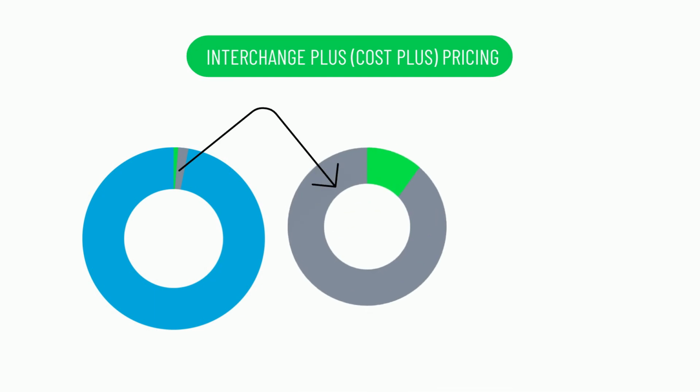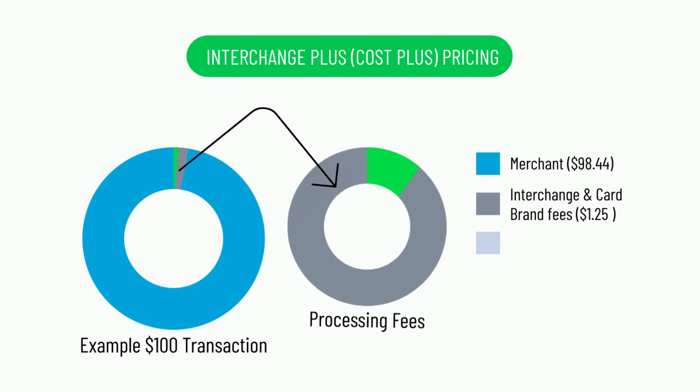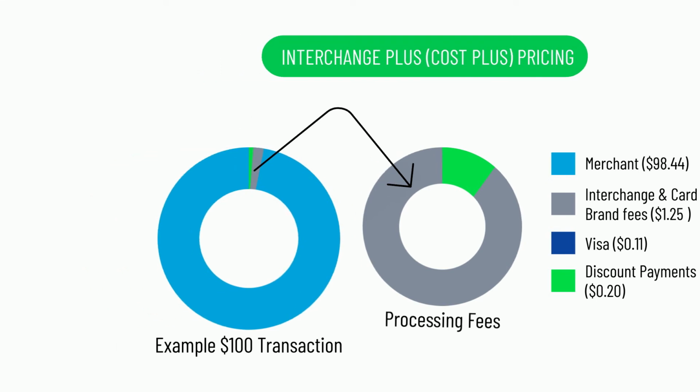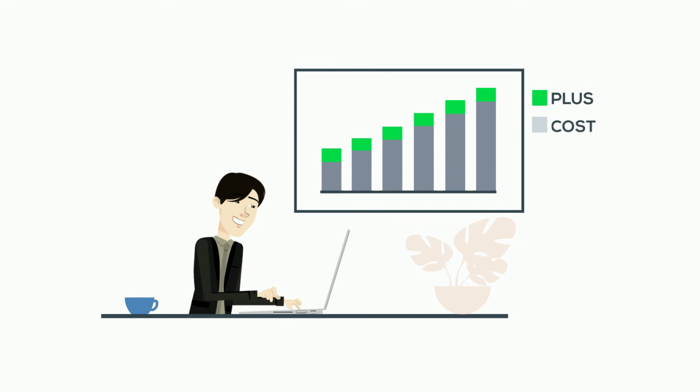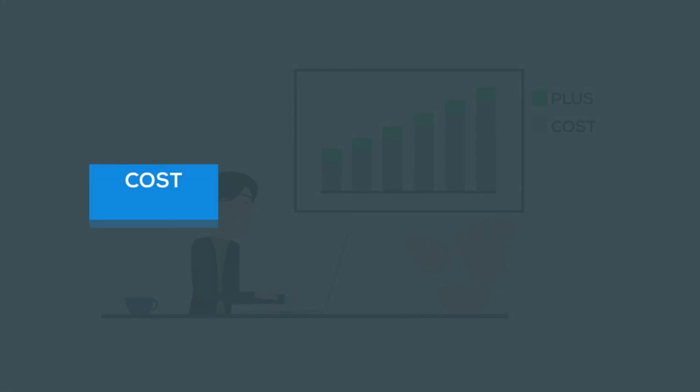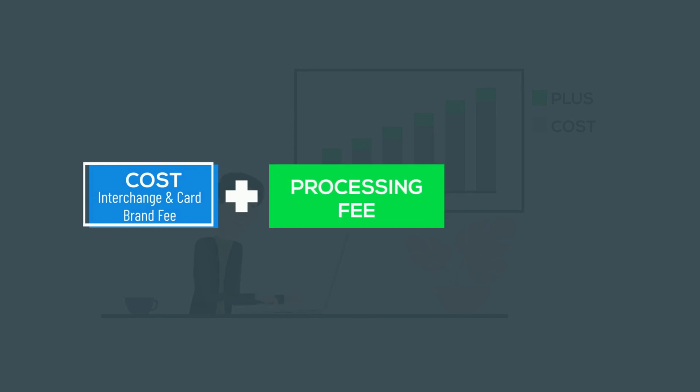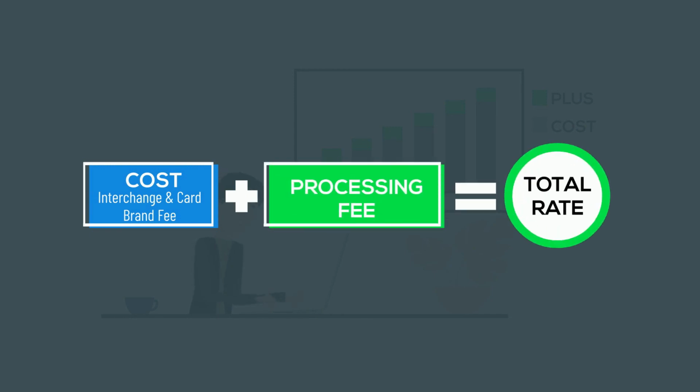Of a $100 transaction, $98.44 would be received by the merchant, $1.25 would go to the card issuing bank, 11 cents would go to Visa, and 20 cents would go to the processor. Some credit cards have higher cost rates and some cards have lower cost rates, but the total rate you pay for each card is calculated the same. Cost, that is interchange and card brand fee, plus processing fee equals total rate.